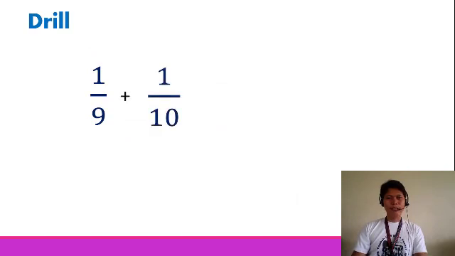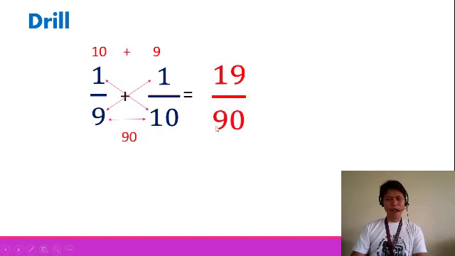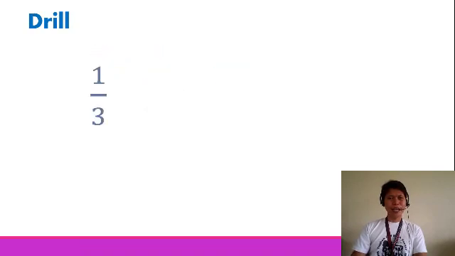1/9 plus 1/10. Okay, so 1 times 10 is 10, 1 times 9 is 9, 10 times 9 is 90, 10 plus 9 is 19, and over 90. Did you get the correct answer? Let's have the second one.